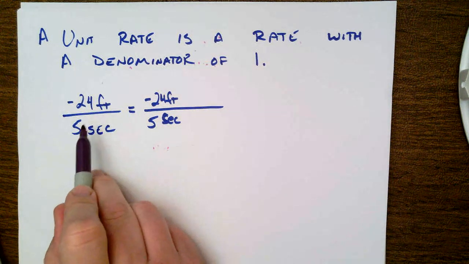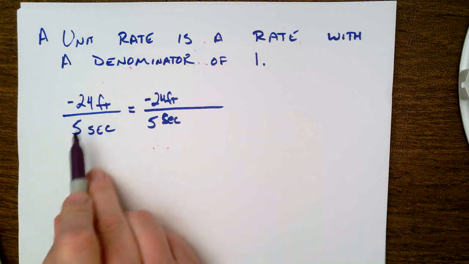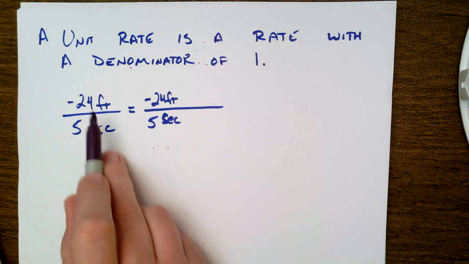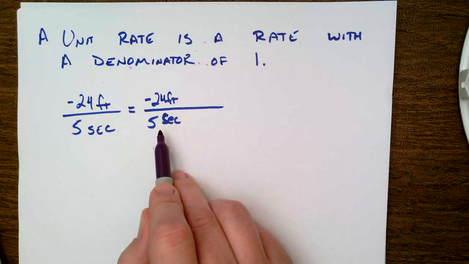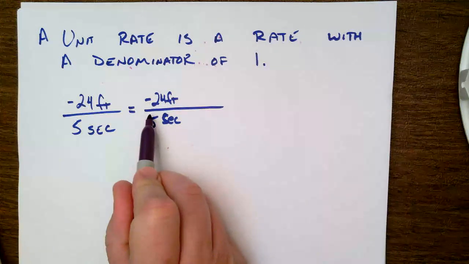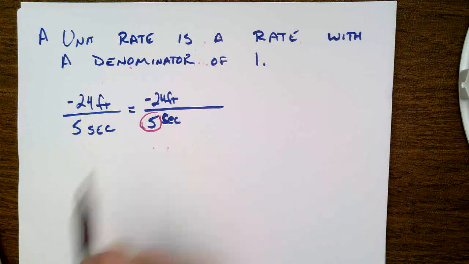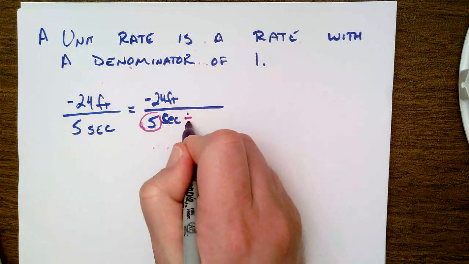Notice I've got this set up. This is what they gave me. It says negative 24 feet per every 5 seconds. I set this up as a ratio. And then I set it up again. I know it looks like I did the exact same thing. Well, that's because I did. But what I want to do is I want to change this guy to be 1.